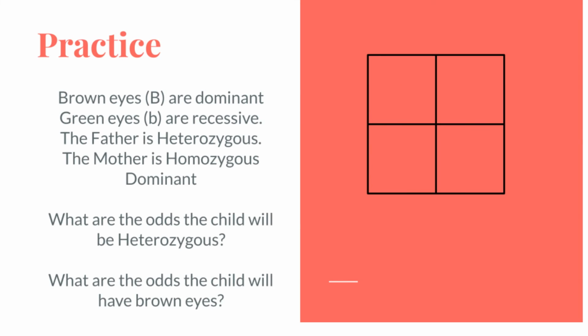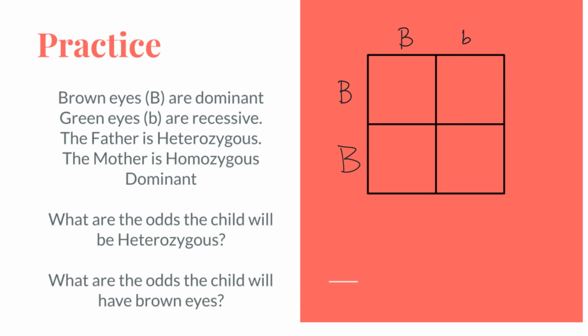One last problem here. This one looks at odds of both genotypes and phenotypes. Again, pause the video, try it for yourself, and then resume the video to check your work. So let's get started. It says brown eyes, capital B, are dominant. Green eyes, lowercase b, are recessive. That's our 2 alleles. It says the father is heterozygous. So the father must be, because we know our vocab, capital B, lowercase b. And the mother is homozygous dominant. Both of her alleles are the same. She's homozygous, and both are capital B's.